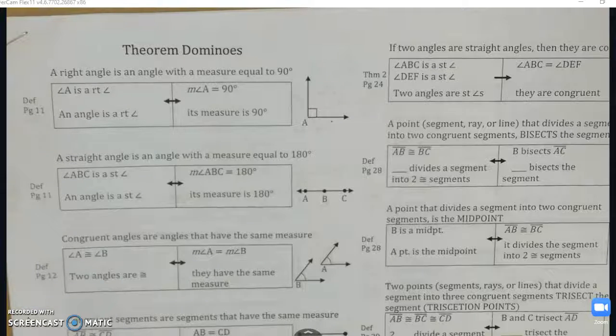Hello my geometry friends. Today we are doing our first lesson with two-column proofs. So we're going to be focusing on some new theorems from your dominoes.